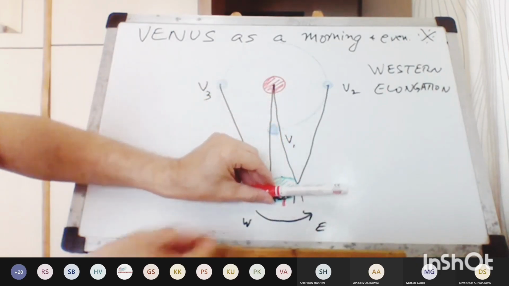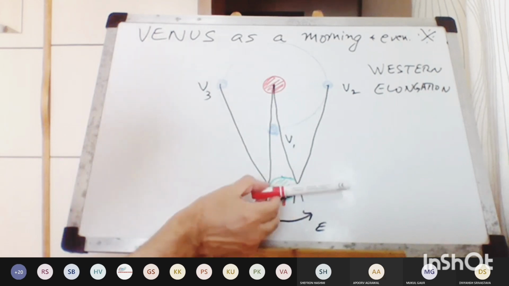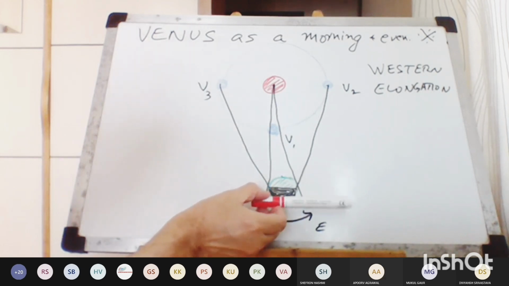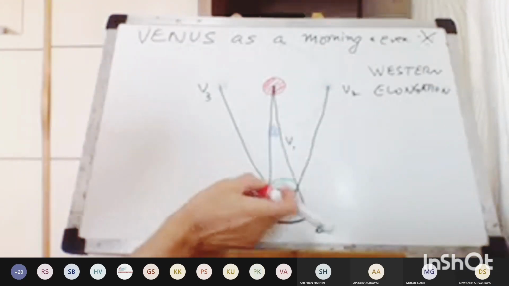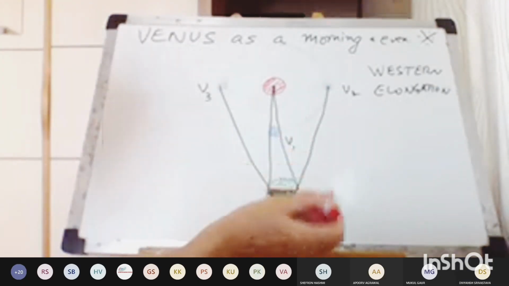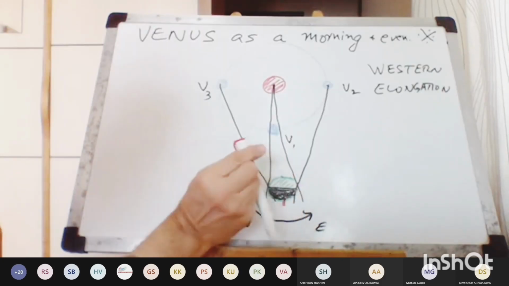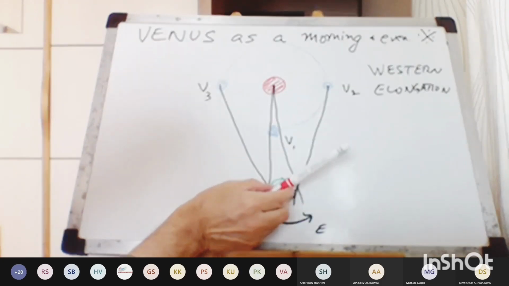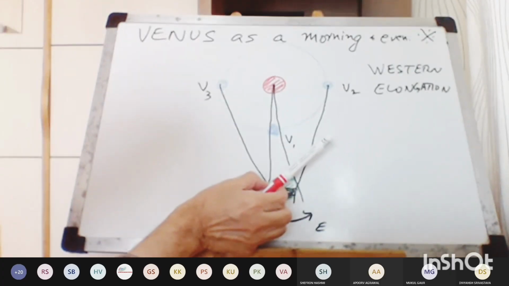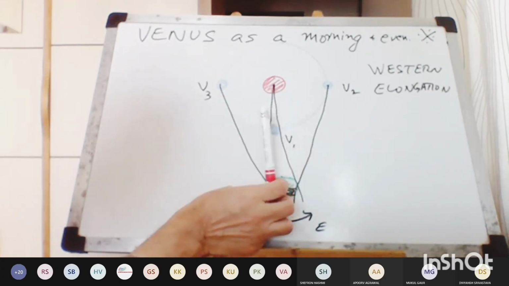Earth is moving. What will he see first? Venus or the sun? Venus, sir. Very good. So, to an observer on the earth in the morning, he will see Venus first, and then he will see the sun. Correct?